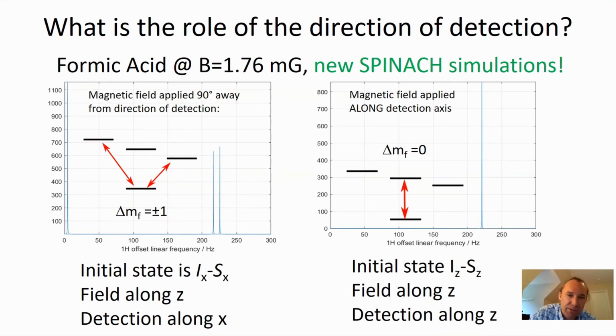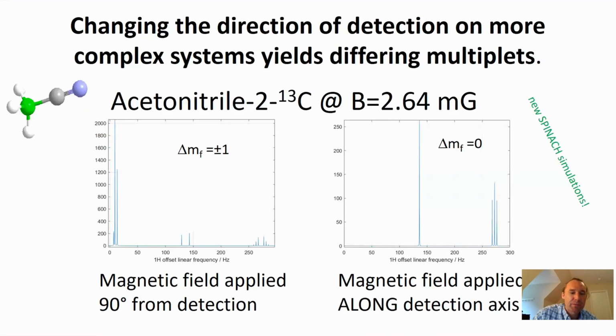In that case, your selection rule is delta MF equals 0. Even though you have a magnetic field on, you only see one single line. So in this case, it's particularly simple, quite straightforward. But simply by going to a CH3 group, things already become much more messy.